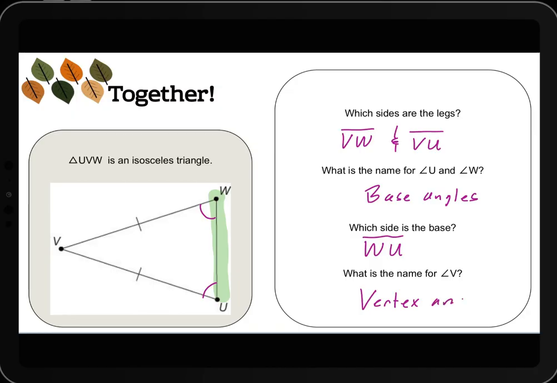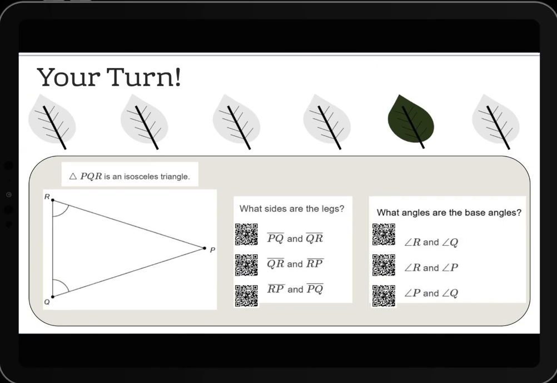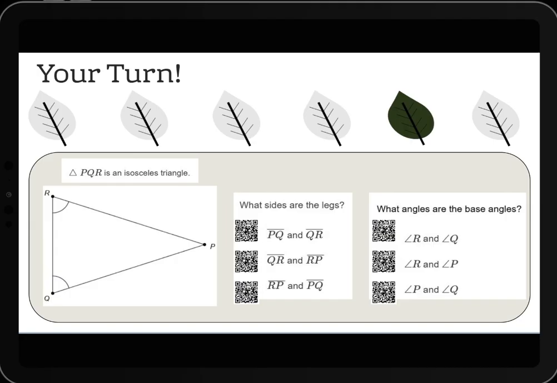So we're kind of showing you what it would look like if it was knocked on its side. It still maintains that the angle highlighted in orange is the vertex angle, and then you have your base angles at W and U, and WU is the segment that's the base. And then of course you have the legs of the isosceles triangle. So I would pause the video and see if you can identify the sides that are the legs and the base angles of that isosceles. Okay, so you should have selected RP and PQ for the sides for the legs, and R and Q for the base angles.